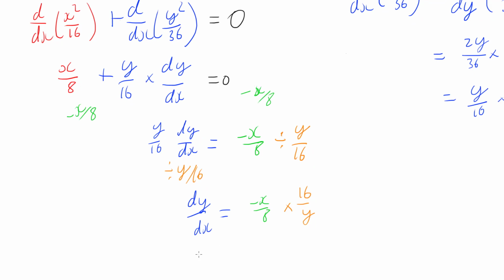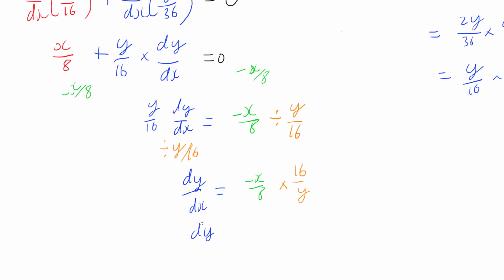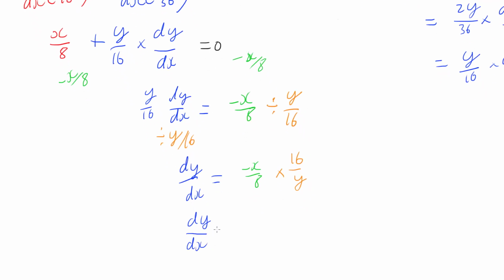And so we are left with dy/dx equals negative x, and 16 divided by 8 is 2, so we've got negative 2x on y. Now we have our derivative, dy/dx equals negative 2x on y.